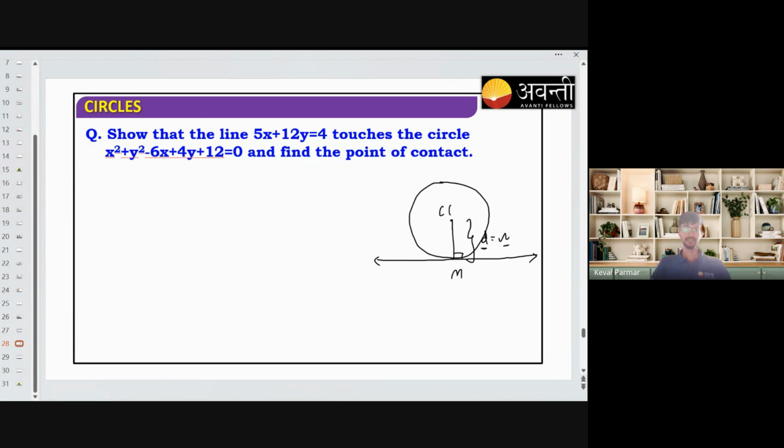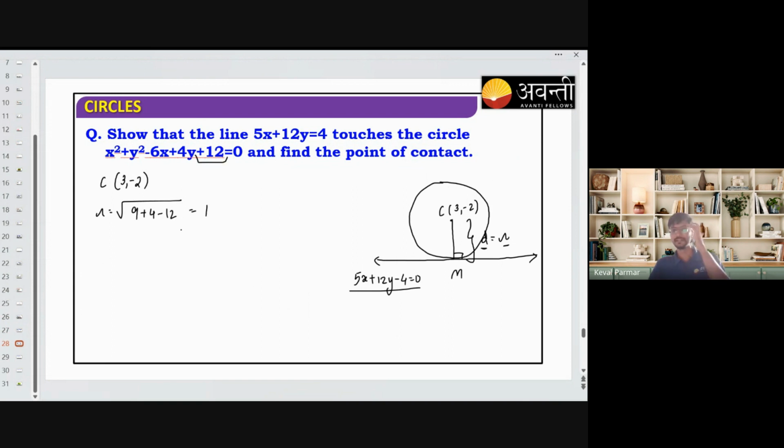Let's find the center. Center, you can see it is 3 comma minus 2. What is the equation of line? 5x plus 12y minus 4 equals to 0. So what will be r, guys? Center is 3 comma minus 2. So radius will be under root of g square plus f square minus c. This is the value of c, right?